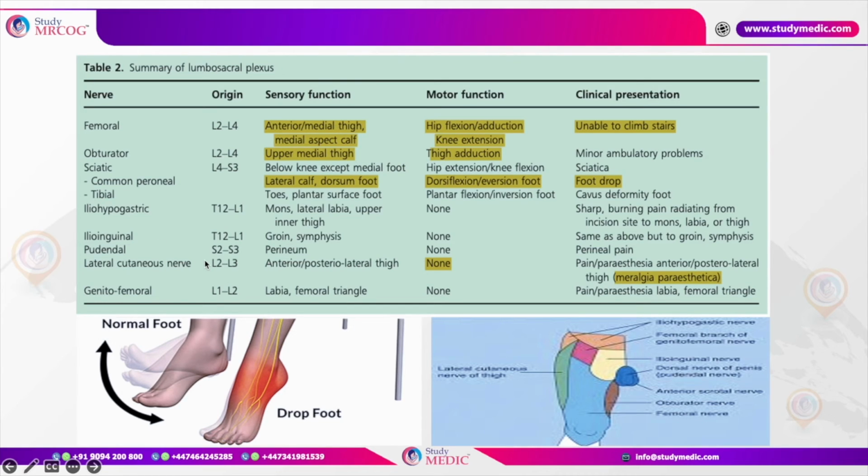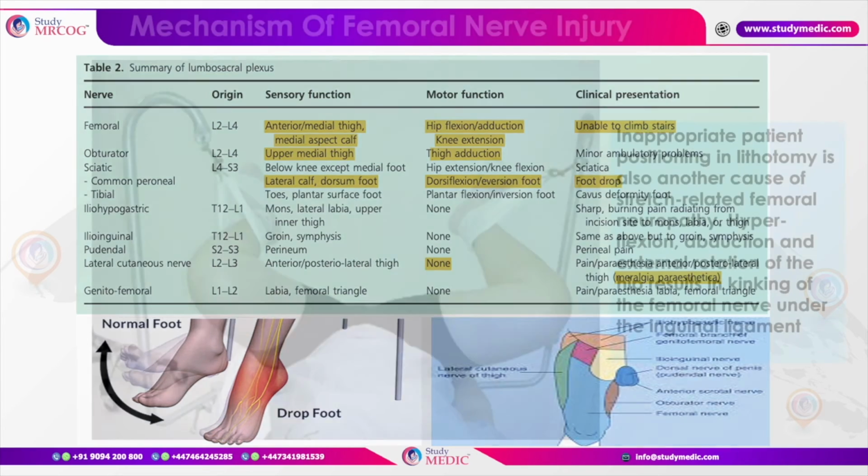Similarly, lateral cutaneous nerve supplies anterolateral and posterolateral thigh, and it will cause pain and paresthesia over that area, and this condition is also called meralgia paresthetica. Genitofemoral nerve similarly supplies labia and the femoral triangle, and if it is damaged, it causes pain and paresthesia over labia and femoral triangle. So it is an easy table to remember, just make sure you read it at the end, just before going to the exam, so that you know these important buzzwords.